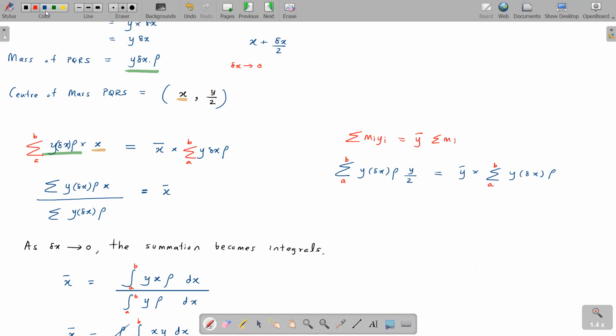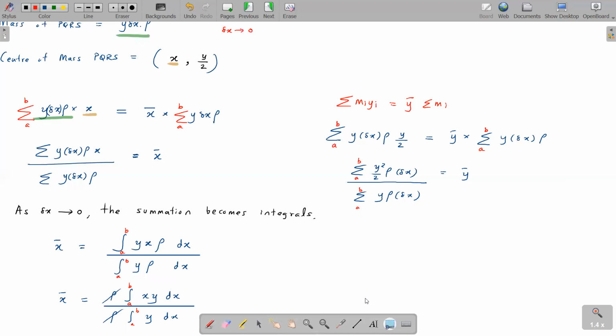So making y bar the subject gives you here y square over 2 rho times delta x over summation y rho delta x. I'm just rearranging slightly, okay? So guys, this is what we have. So once again, you can write this exact same statement as delta x limits to 0.